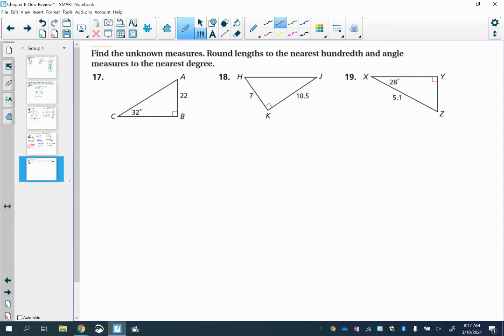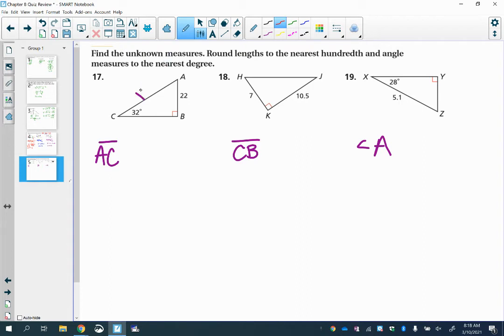And the first thing I want to do is find the unknown measures, which means I'm not just finding one, I'm finding all the sides and all the angles. What this means is I'm going to have to use trig ratios to find not only sides, but also angles. So to do that, I'm looking at number 17 and I want to identify what are the things that I need. So the first thing I see is I need the hypotenuse, AC. All right. I also need CB. I do not need angle C and I don't need angle B, but I do need angle A.